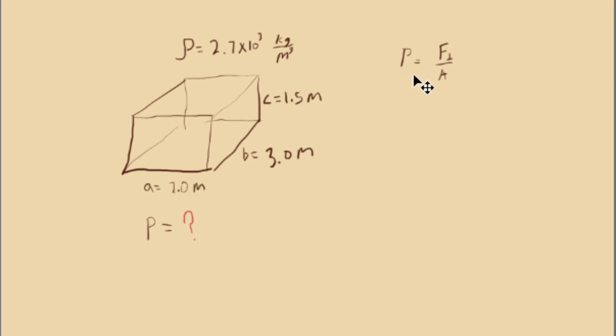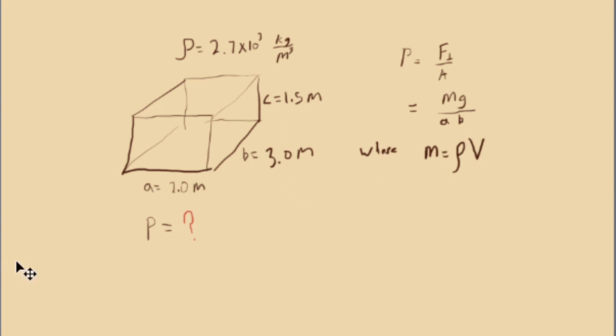So we got pressure equals force divided by our area. And of course, our force is going to be mass times gravity. And our area is going to be our width of the box multiplied by the depth of the box. And so our mass, we're not given in the problem, right?